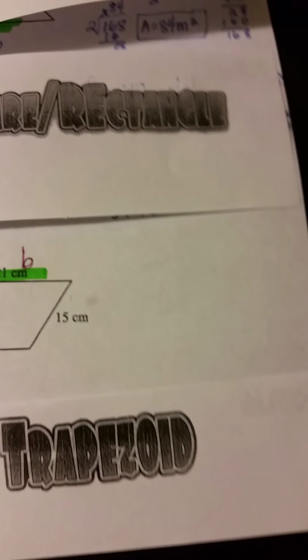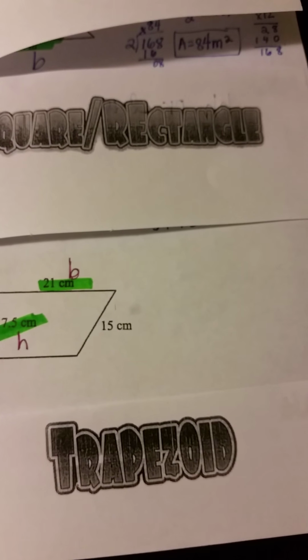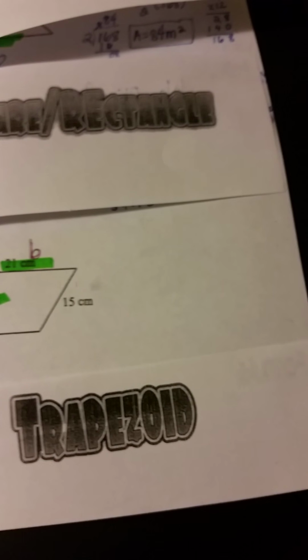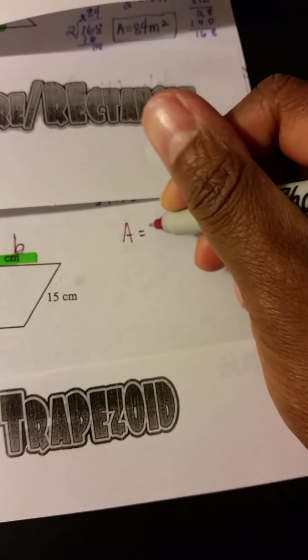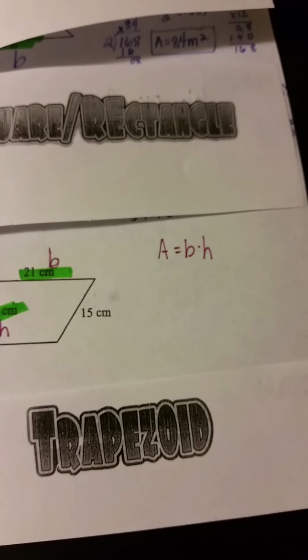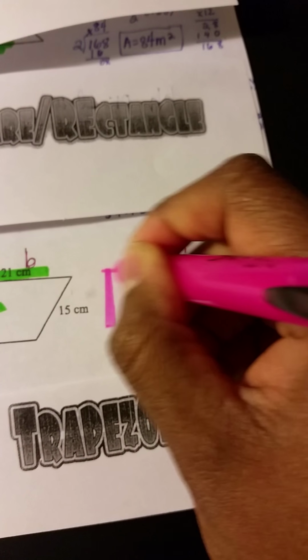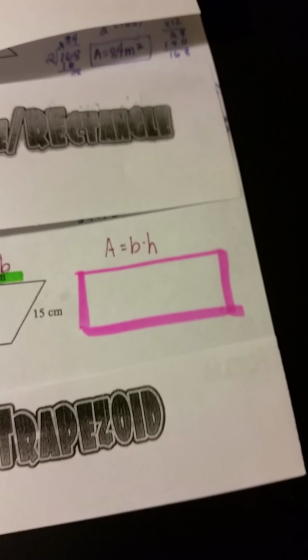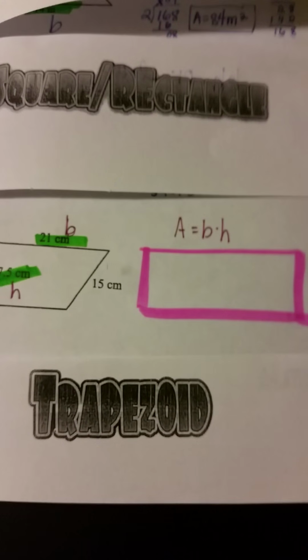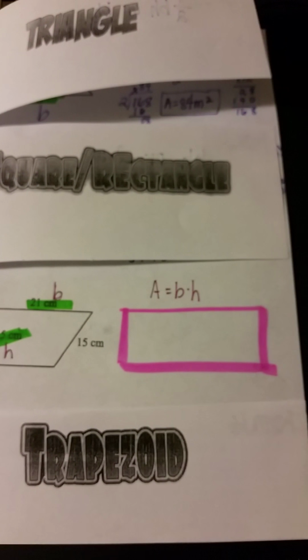Okay. All right. So now here's what I want you to do. I want you to take a moment and, with your partner, figure out what the area of this parallelogram is. Okay.